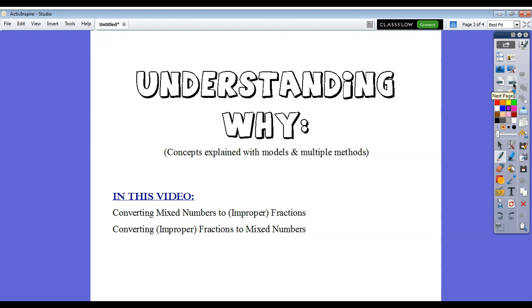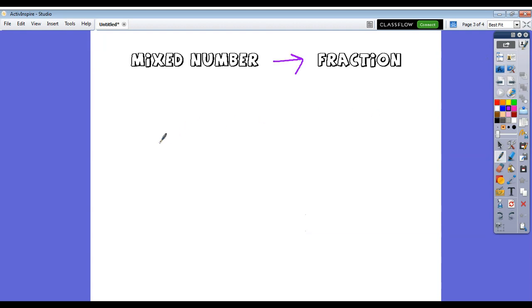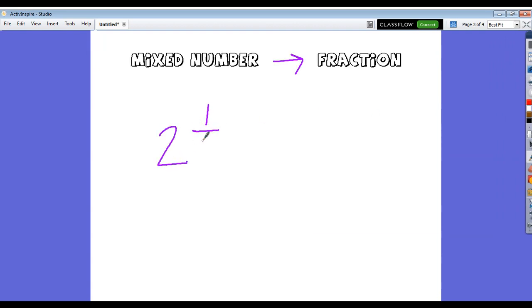In this video, we're going to convert mixed numbers to improper fractions and then improper fractions back to mixed numbers. So if I give you a mixed number like 2 and 1/3, this is a mixed number because we have a whole number 2, and then we also have a fraction 1/3. So one strategy for solving this and turning it into a fraction is I could draw a picture.